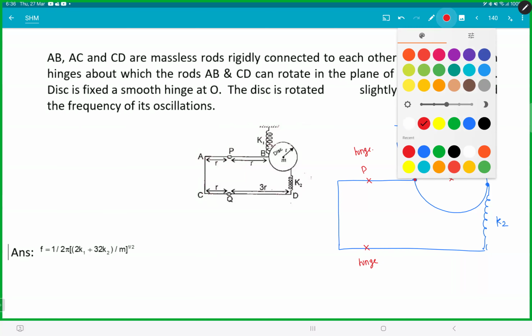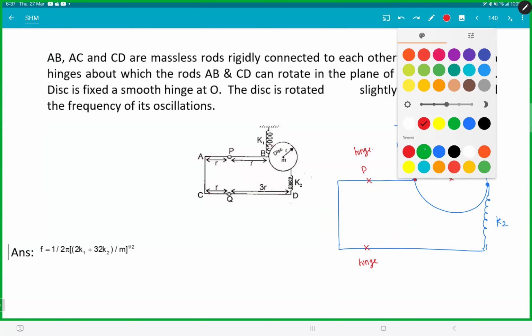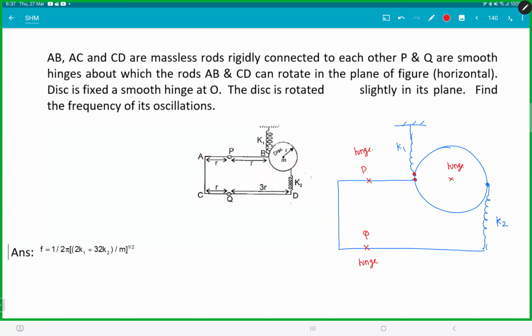Meaning, how will they rotate? If you try to rotate this system, the rods will become like this. Not like this, wait. And this is how it will be. You're getting it? This point and this point cannot move. They're hinged. So when you rotate, that is how that entire frame will rotate. So P and Q are hinges.